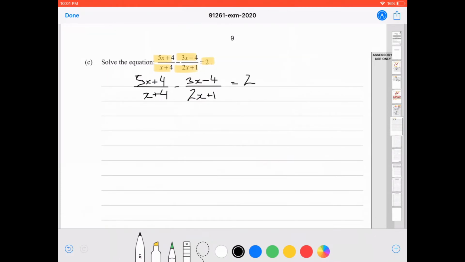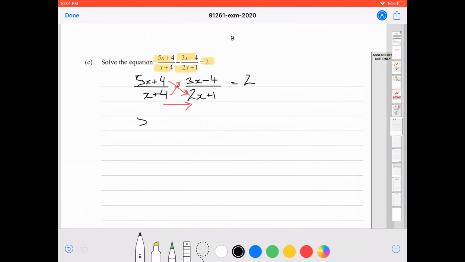We've got no choice here but to cross multiply, and that's what we're going to do. So we are going to multiply diagonally, and we're going to multiply the denominators. Okay, so let's give it a go.